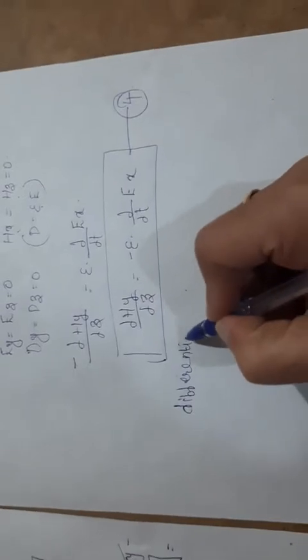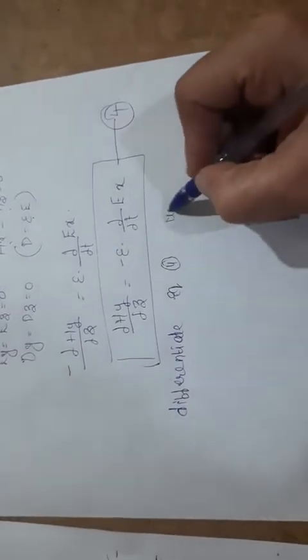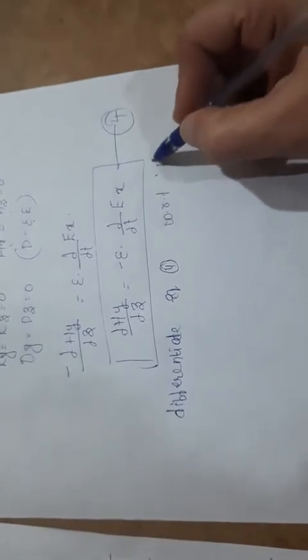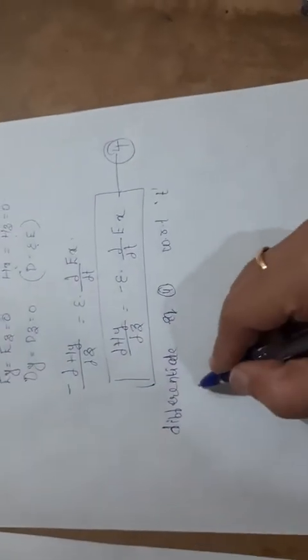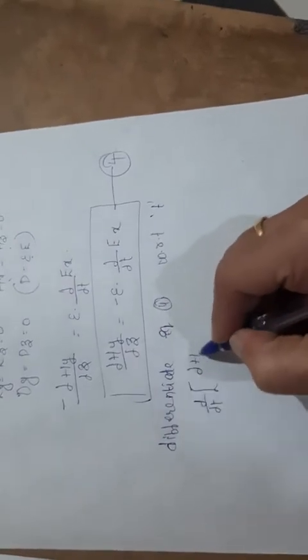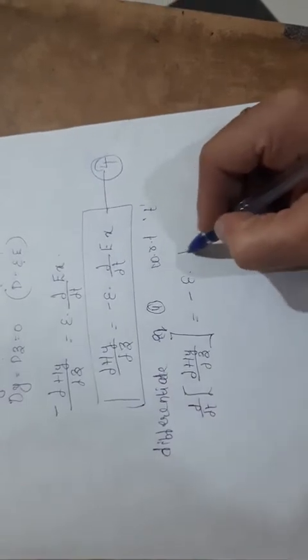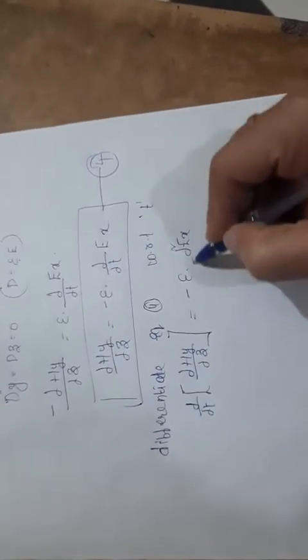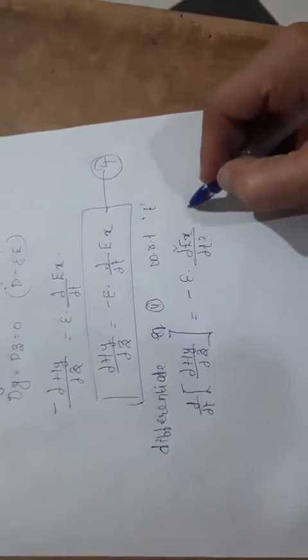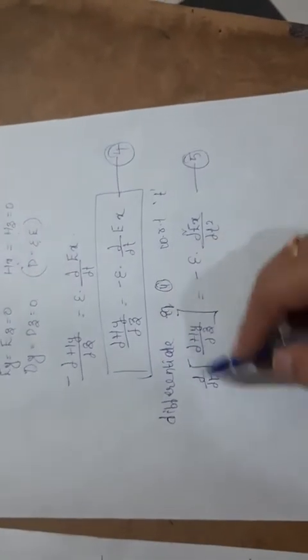Differentiate equation 4 with respect to t. So what I'll get? ∂/∂t (∂Hy/∂z) is equal to minus epsilon ∂²Ex/∂t². Consider it as 5.